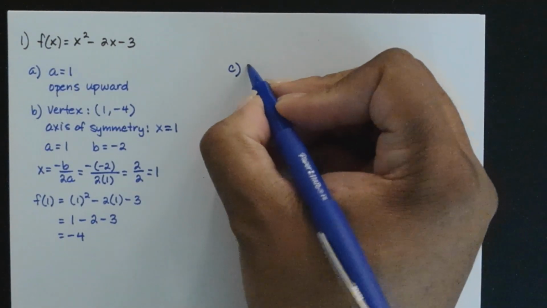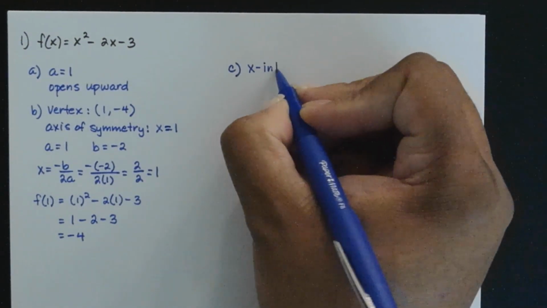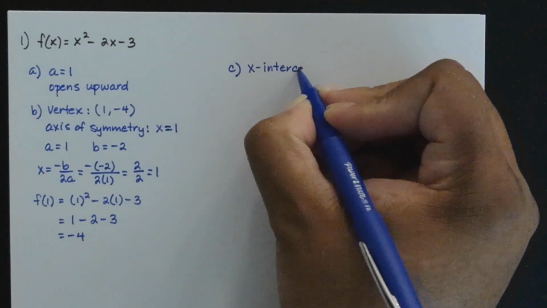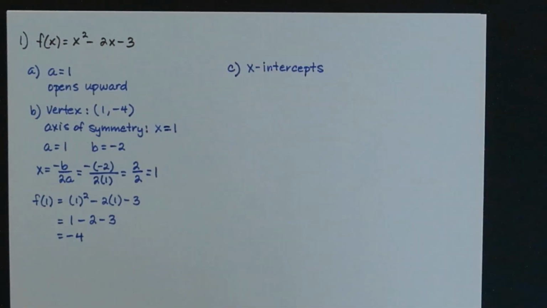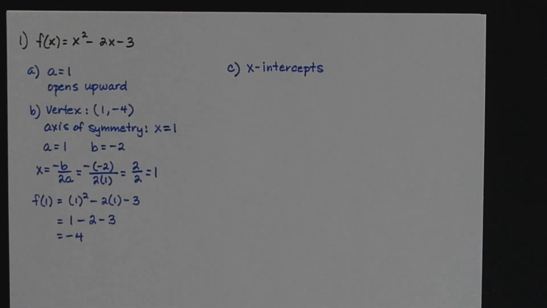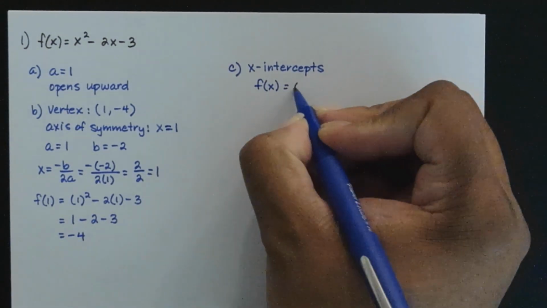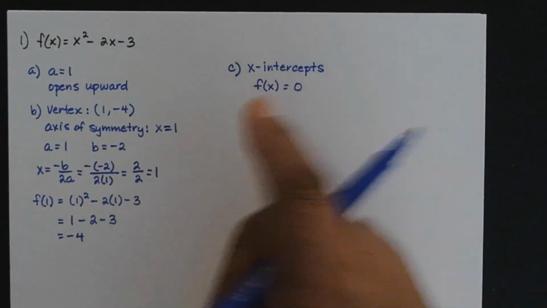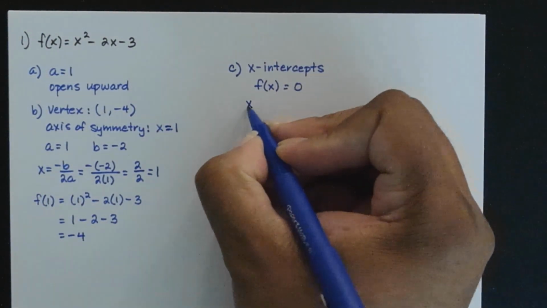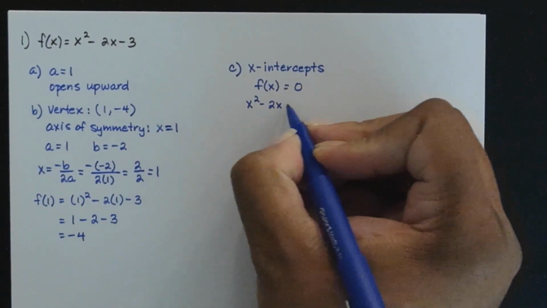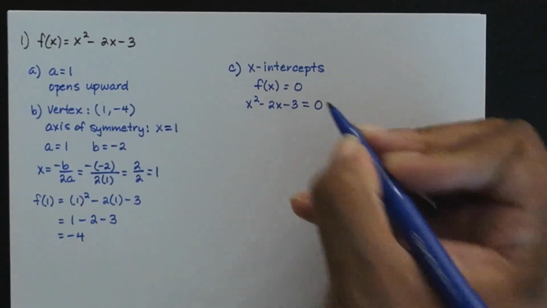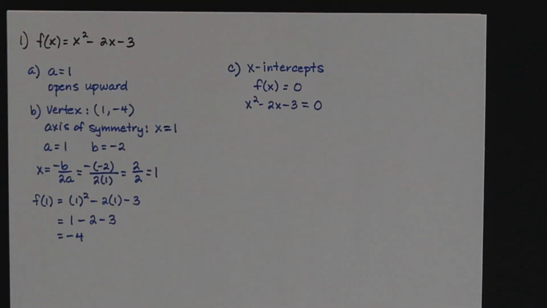Now for part C, it's finding the x-intercepts. Now, of course, the x-intercepts are going to be the points where this parabola will be crossing the x-axis. And to find the x-intercepts, you always take the function f of x, set that equal to 0. And here f of x is x squared minus 2x minus 3. And then we set that equal to 0.